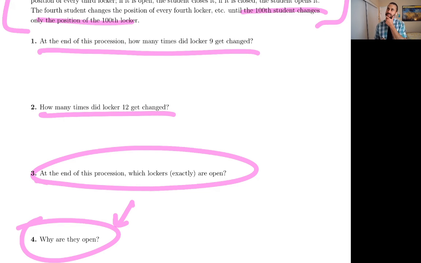Some suggestions I can give you are, you can draw a table. But the table is not as hard as you might think. What I would do is I would write down maybe the first 30 numbers. Just write down the numbers 1 through 30 and just go through and see what would happen if each student changed the lockers. So on a piece of paper, you can say 1, 2, 3, 4, 5, 6, 7. Go all the way to 30.